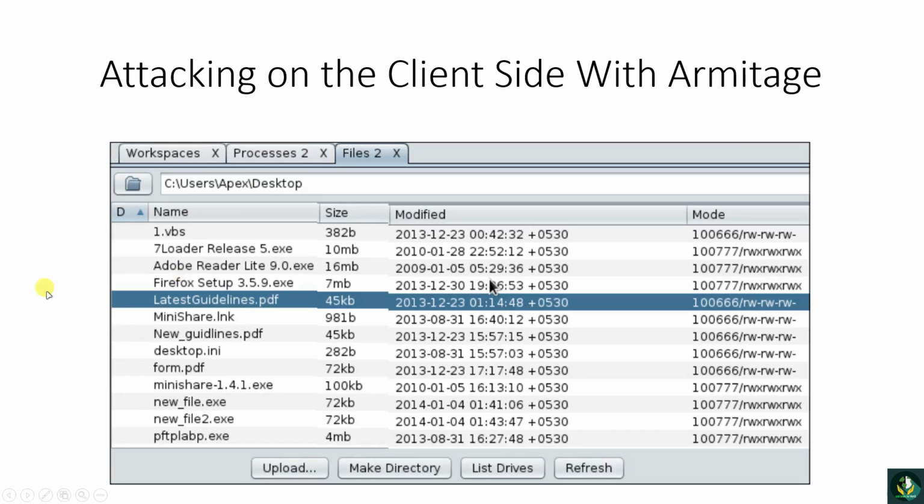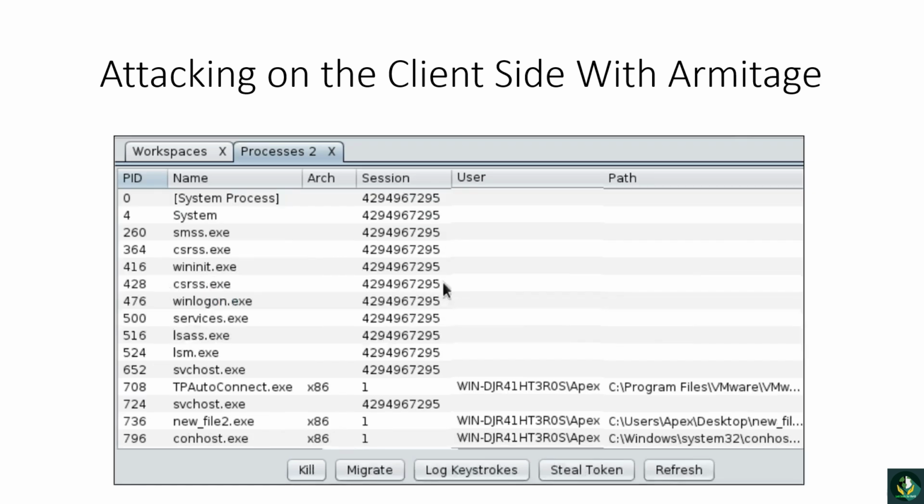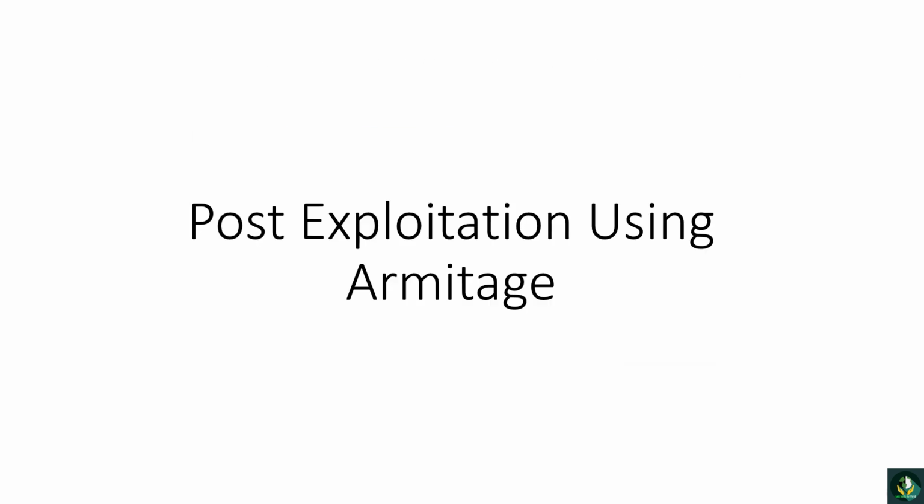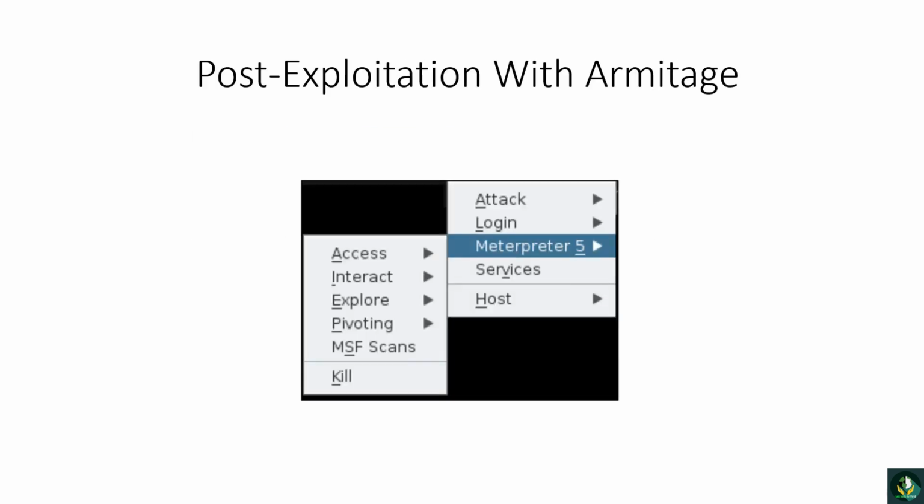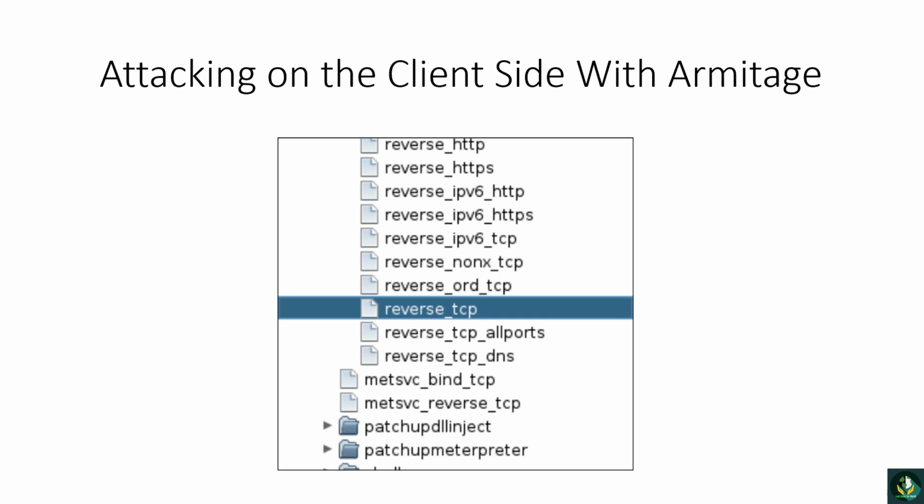As you can see, there are lots of executable files and PDF files here, and that shows the processes that are running on the target host. So this concludes our lecture on client-side exploitation. That's how we use post-exploitation with Armitage and also attack the client side with Armitage.